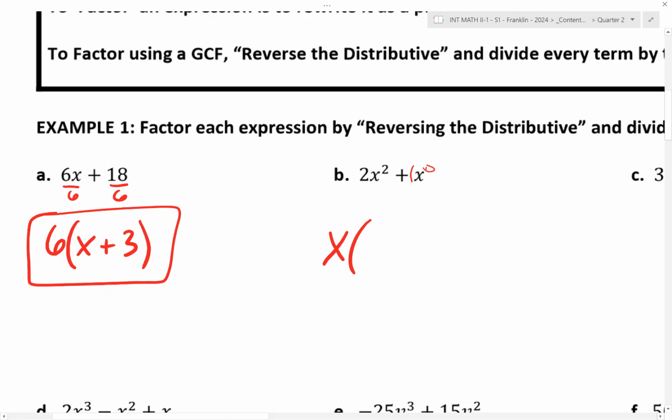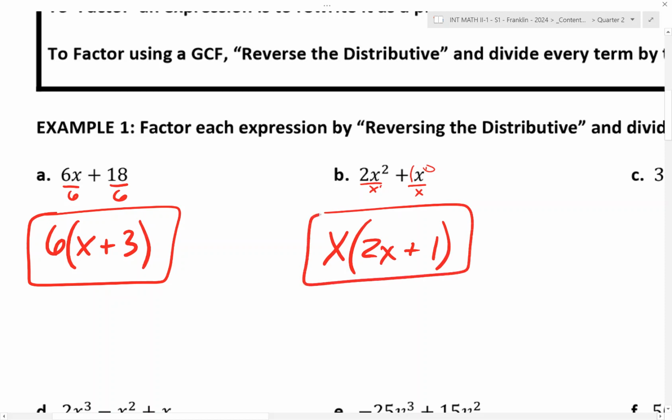So 2x squared divided by x, you can imagine it like this. That's just 2x. Essentially we just subtracted 1 from the exponent. And then x divided by x, anything divided by itself is just 1. So we took out an x, that was the GCF. We're left with 2x plus 1.